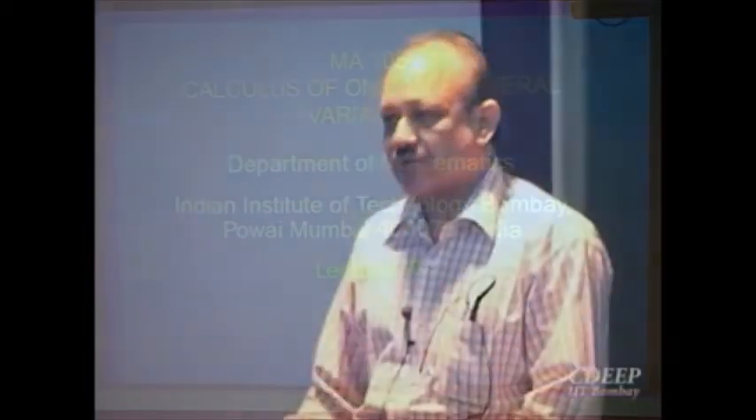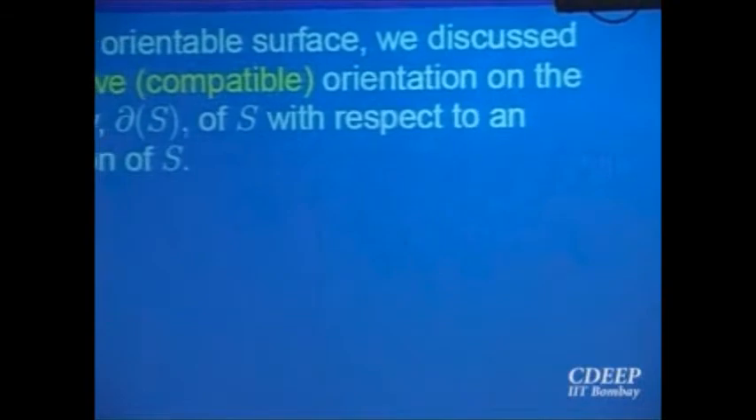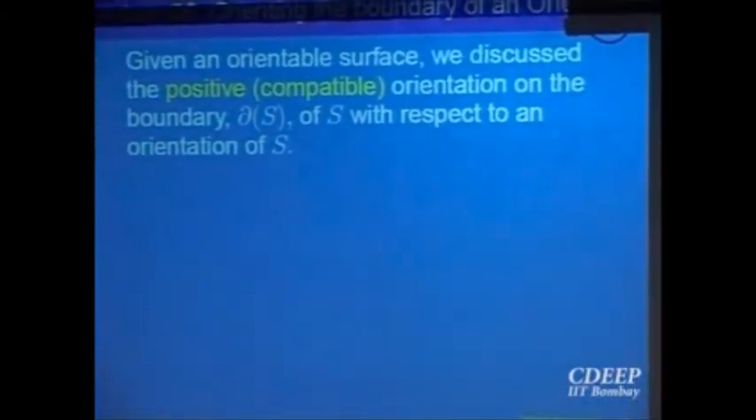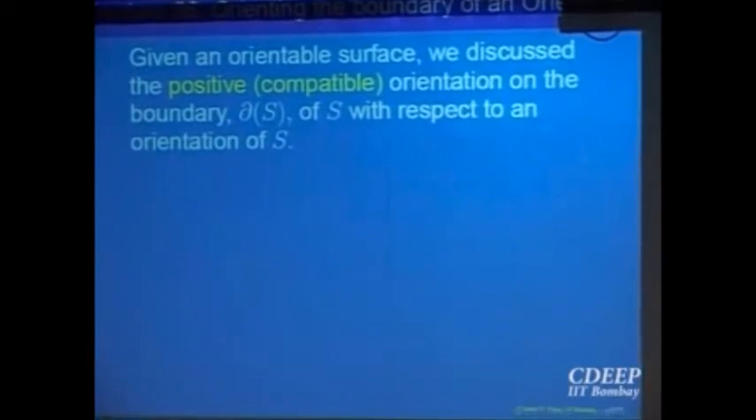So last time we started looking at surfaces which have boundary and surfaces which are orientable, and how to give a compatible orientation to the boundary of that surface. Let me just clarify one thing here: the boundary of a surface is a subset of R3, right? So its boundary does not mean its boundary points as a subset of R3.